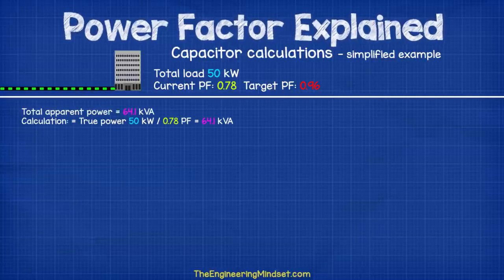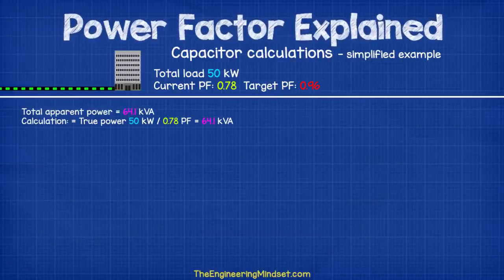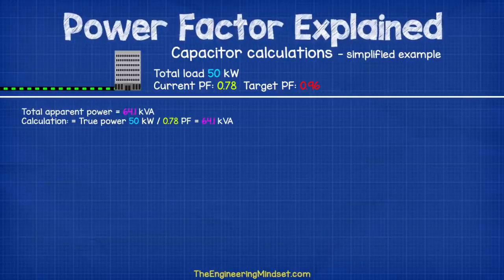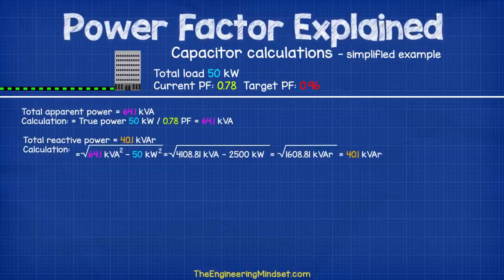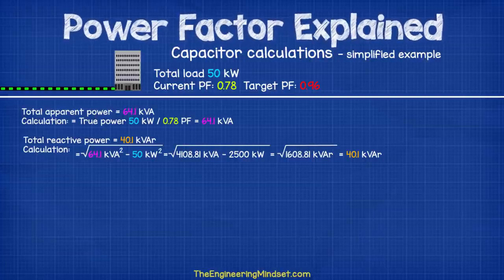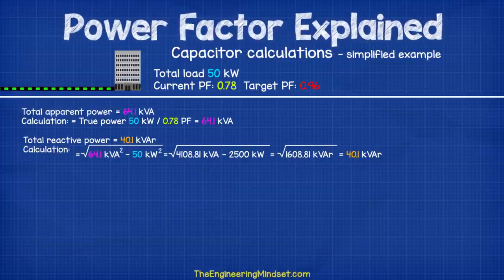Currently, the building has a total apparent power, or kVA value, of 64.1 kVA, and we find that by just dividing the kilowatts, or 50 kilowatts, by the power factor of 0.78. It also has a reactive power of 40.1 kVAR. We find that by taking the square root of the kVA squared minus the kilowatt squared. So take the square root of 64.1 squared minus 50 kilowatts squared.